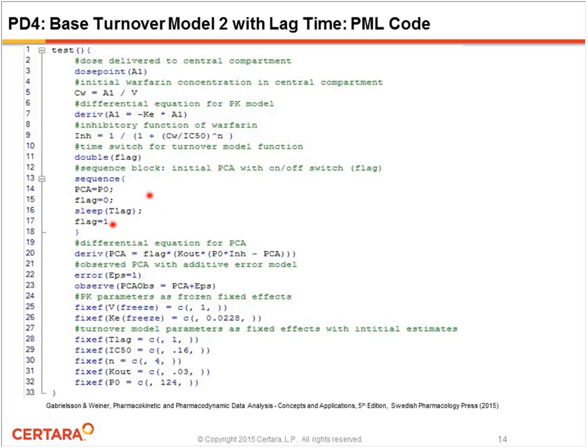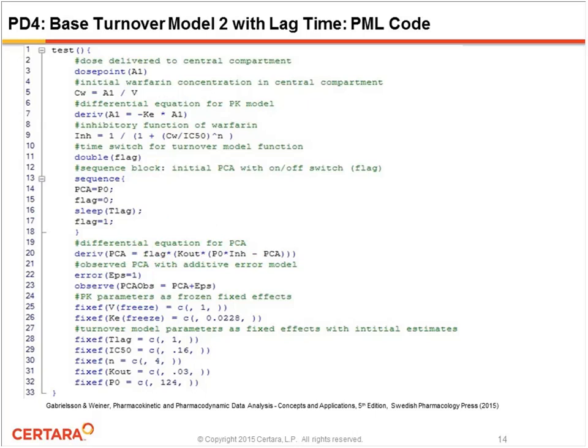And so then where do we use the flag? The flag gets used in the differential equation for PCA. So this is the same differential equation for PCA as in Model 1, and then it's multiplied by the flag. So during the lag time, the flag is 0, so PCA is 0, and then it simply switches to a 1, multiplied by 1.